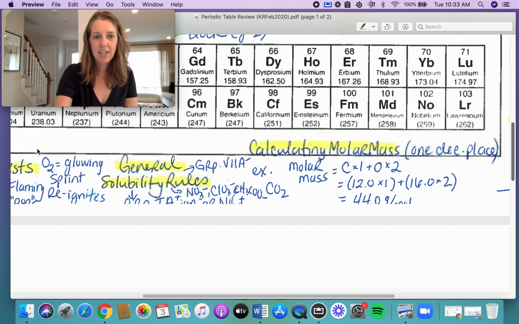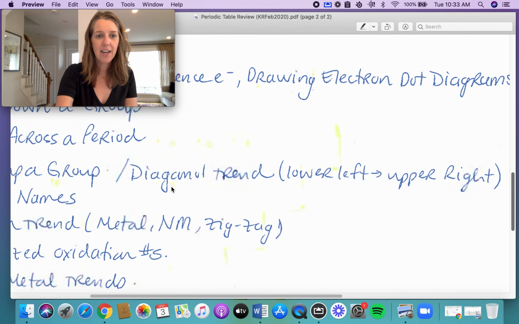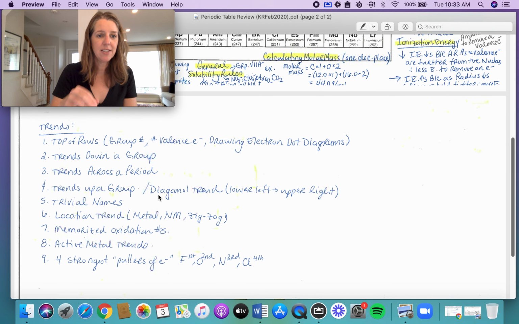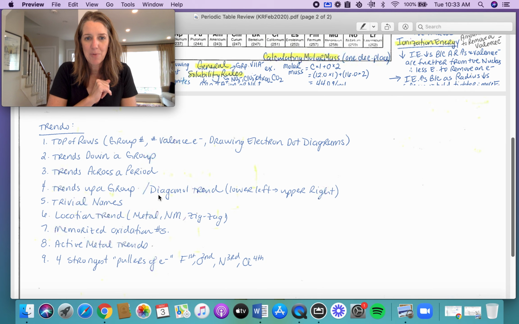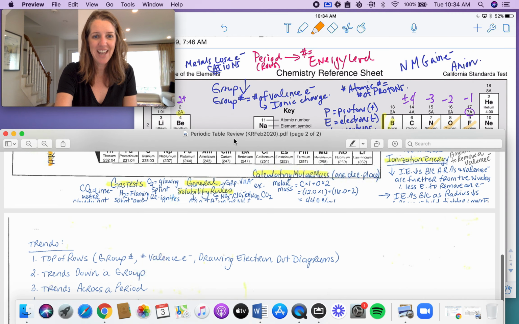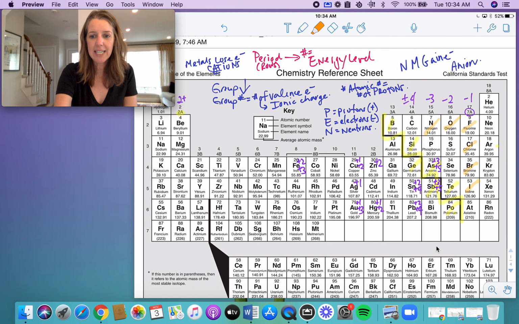All right, if you needed the more trends, the summary of that, I put them on the back of this diagram so you can see as I just went through and summarized, I jotted down what are the things that we need to remember. There's a few others there about strongest polars of electrons, and by all means jot that down as well. Okay. Next, part 2, we're going to be looking at our nomenclature, okay?